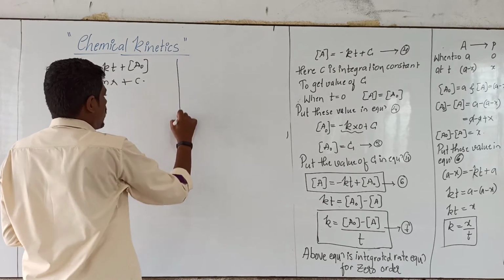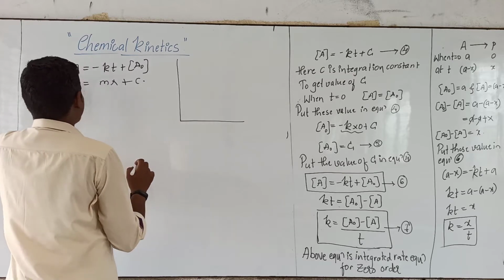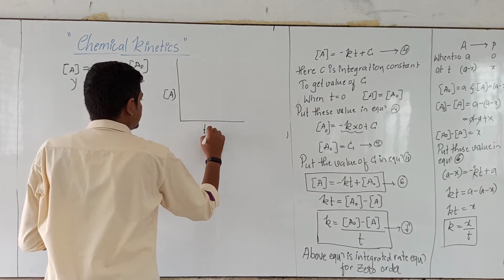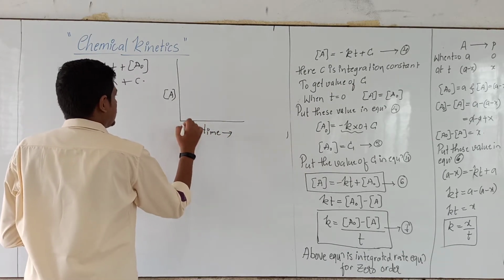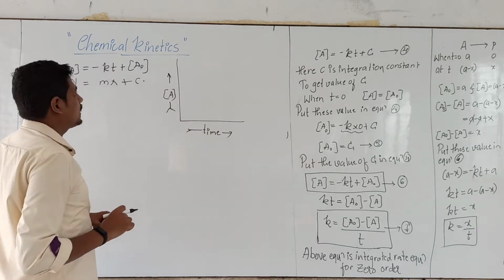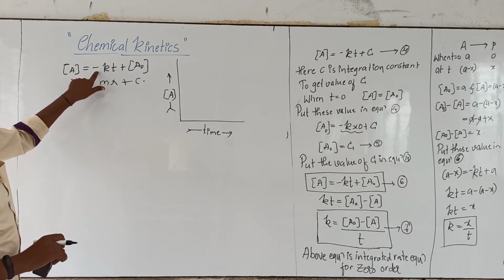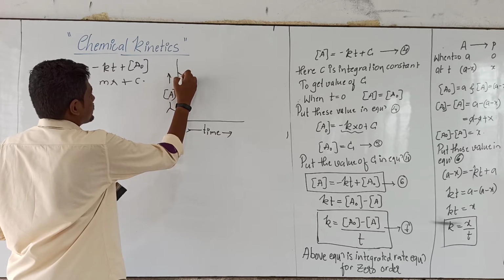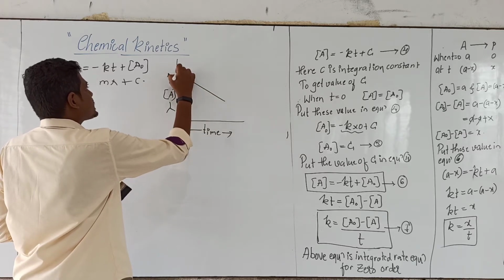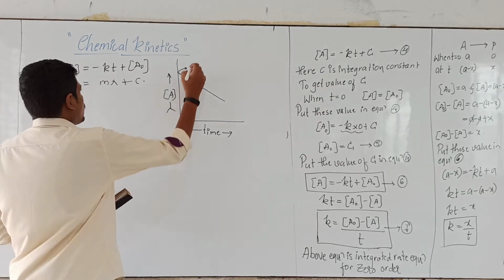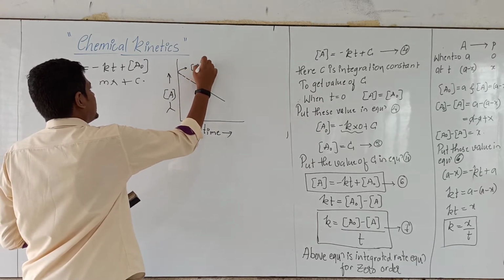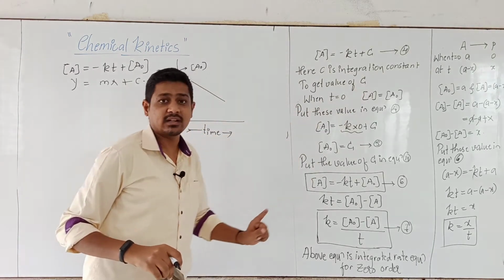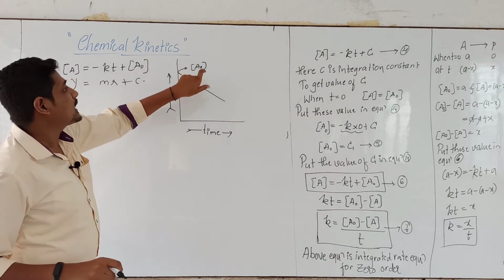So this is what the graph looks like. We are plotting the concentration of A on the y-axis, and time on the x-axis. Here you can see there is a minus symbol, which means the graph will come like this. This intercept is your A naught, the initial concentration. When time is 0, what is the concentration? A naught. So this intercept represents the initial concentration.